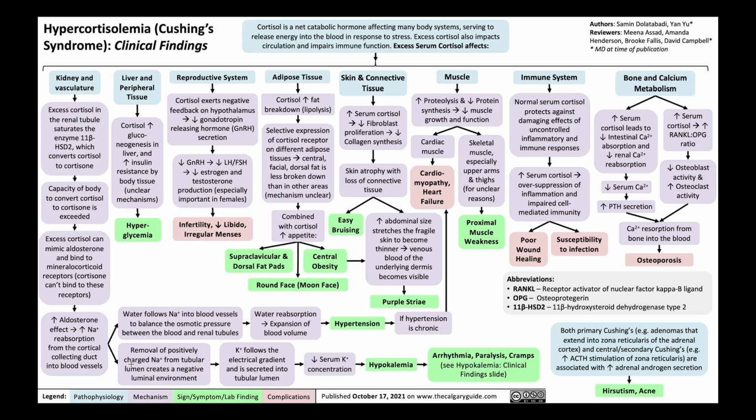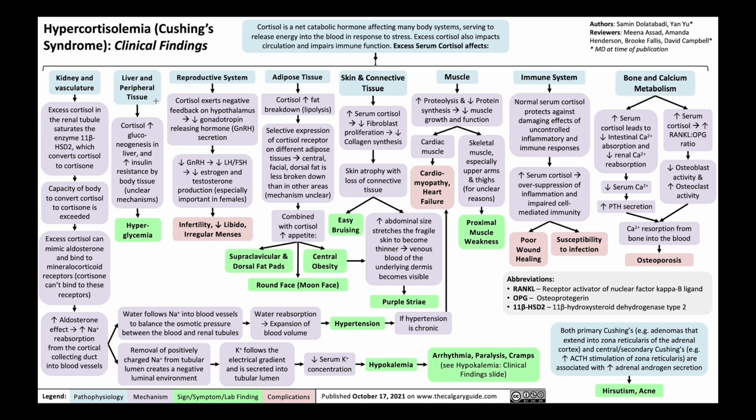The other effect of increased sodium reabsorption from the collecting ducts is that positively charged sodium ions are removed from the cortical collecting duct lumen, which creates a negative luminal environment. That triggers potassium to flow down its electrical gradient, essentially being secreted into the tubular lumen from the blood. That reduces the serum potassium concentration, resulting in hypokalemia, which will lead to the consequences of hypokalemia, including arrhythmias, paralysis, and cramps. Please see the Calgary Guide video and slide on hypokalemia and its clinical findings for more details.